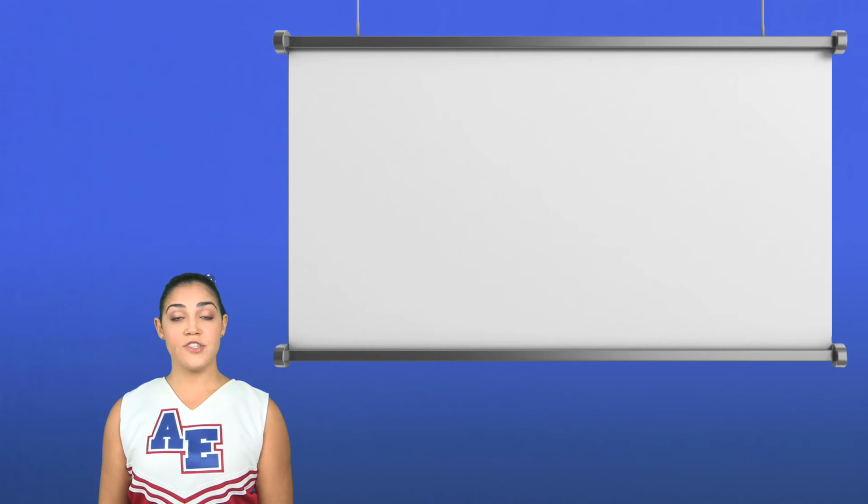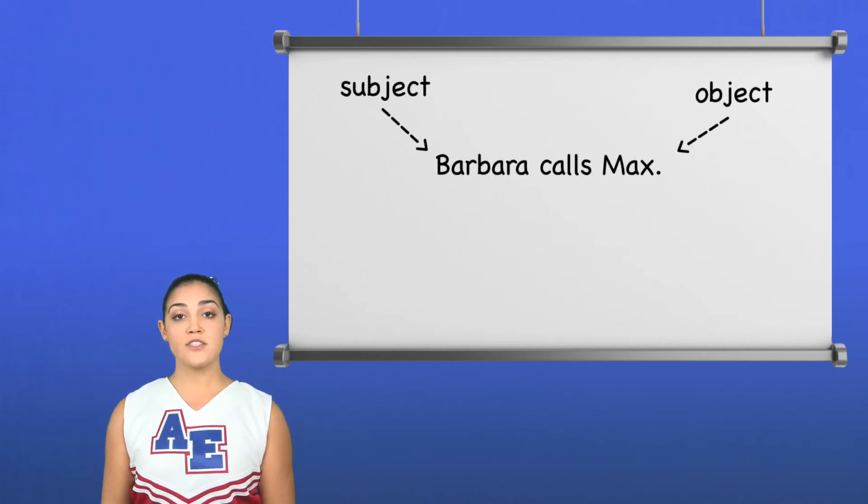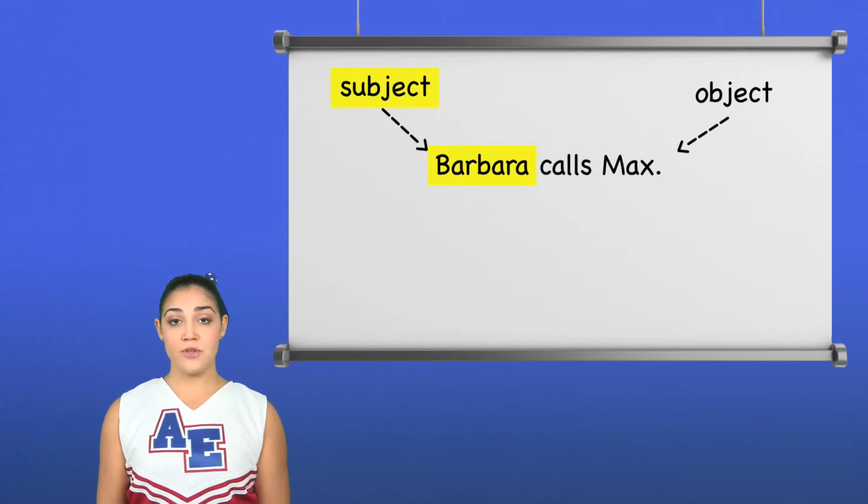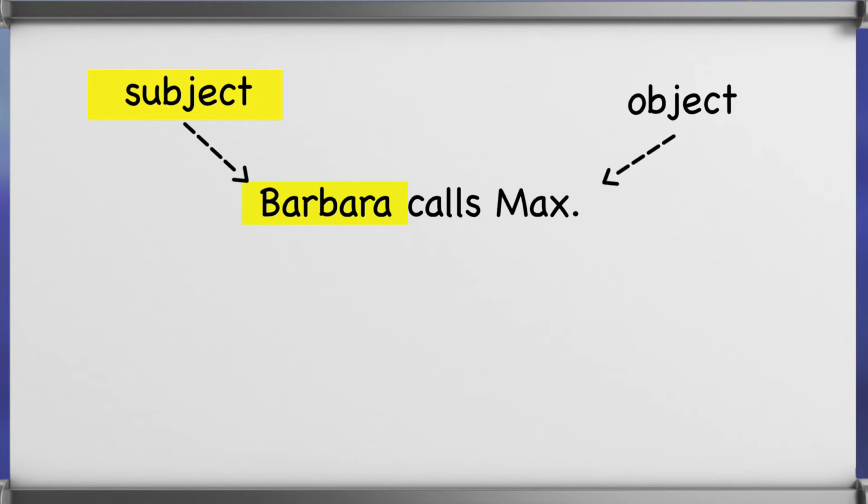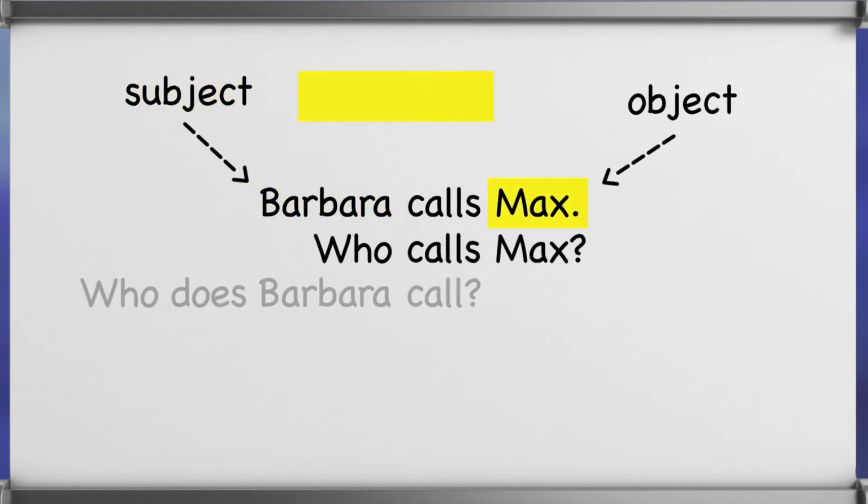This is true for do and does in the present tense questions too. When the question is about the subject, we do not need do, does, or did. This is an example in the present tense. Barbara calls Max. Who calls Max? Barbara calls Max. Who does Barbara call? Barbara calls Max.